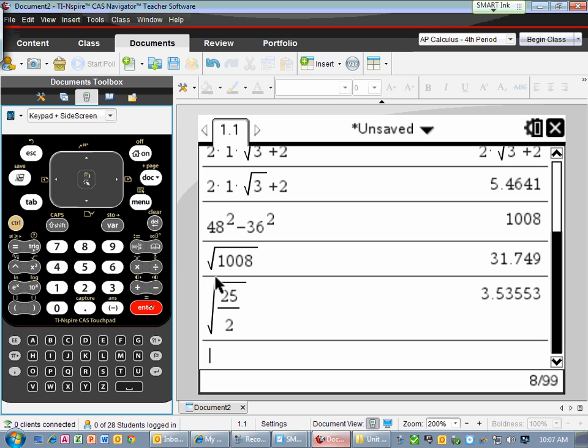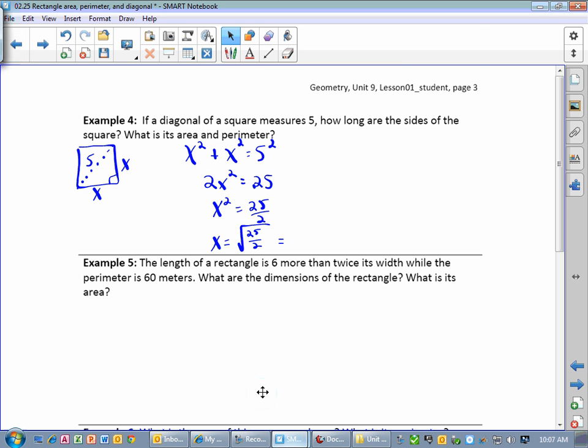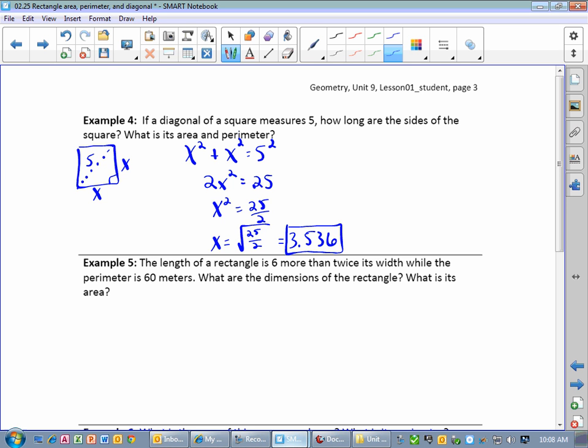And we get 3.536. Does that answer the question? No, because we still need to find more. Does that answer any of the questions that were asked? Yes. Which one does it answer? The very first one: how long are the sides? So now we know the sides are 3.536 long.